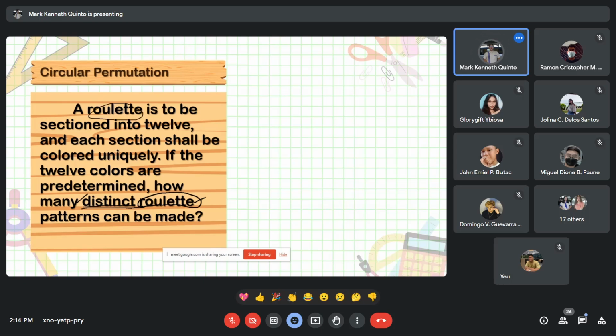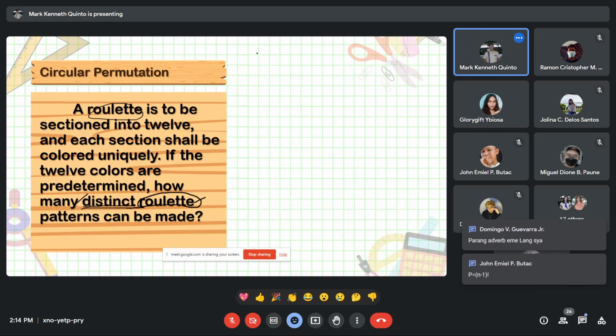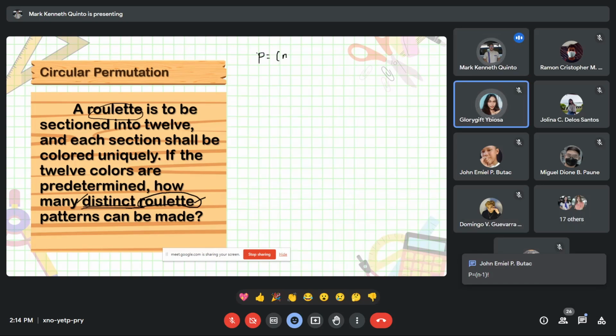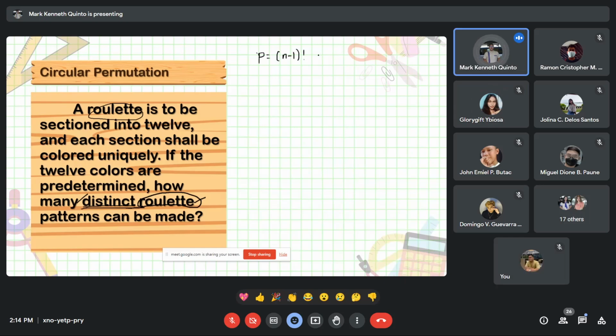Roulette is to be sectioned into 12. So therefore, we have, again, what is the formula? Permutation is equal to n minus 1 factorial. Where the value of our n is equal to what? 12. So therefore, we have 12 minus 1 factorial, that is equal to 11 factorial. Again, using your scientific calculator, what is the answer for 11 factorial?